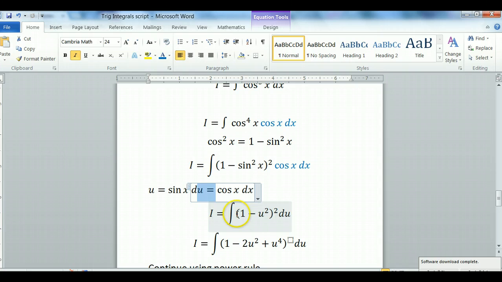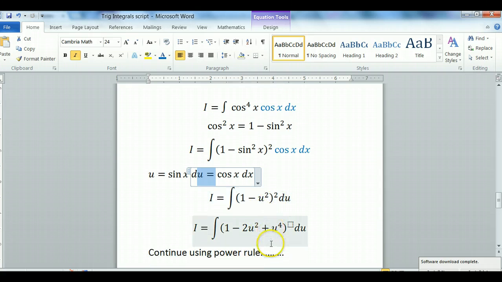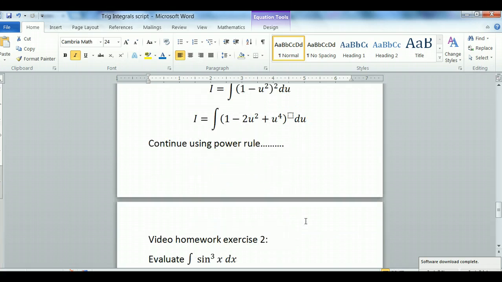This is not hard to integrate at all, except that you need to expand the square out. So how do you expand the square? 1 squared is 1, minus twice the middle term. So that is 2u squared, plus then the square of the third term, the second term, which is u to the 4, and now you can continue by using the power rule, the simple integral, to integrate using the power rule. So we are almost done here.